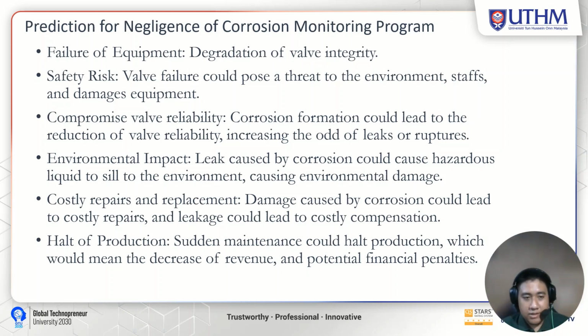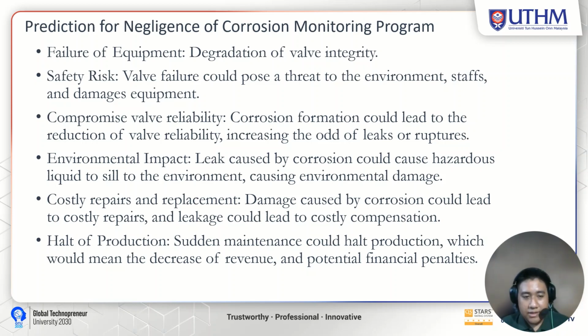Another prediction would be the costly repair and replacement. Damage caused by corrosion could lead to costly repairs, which include maintenance and sudden repair of damaged parts, damaged systems, and also damaged pipelines. In addition to that, leakage could also lead to costly compensation, due to the environmental damage, injury costs to the staff, and damage to the facility.